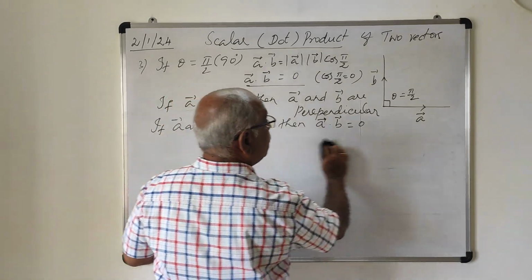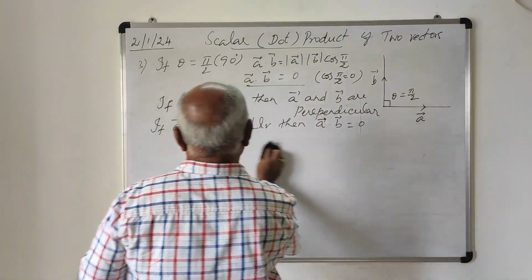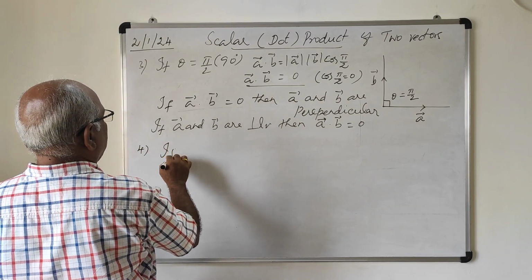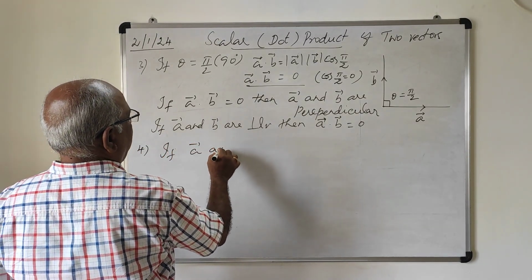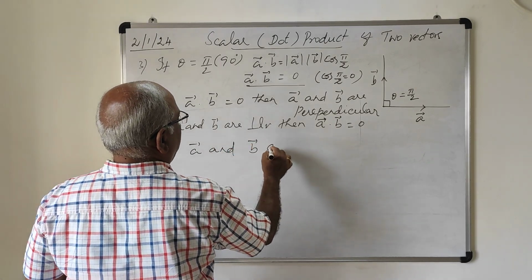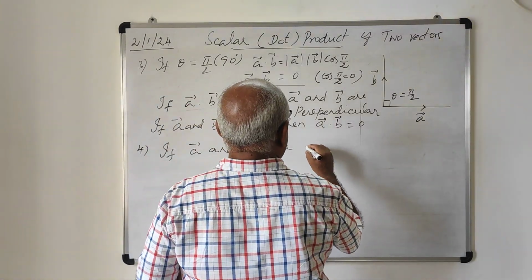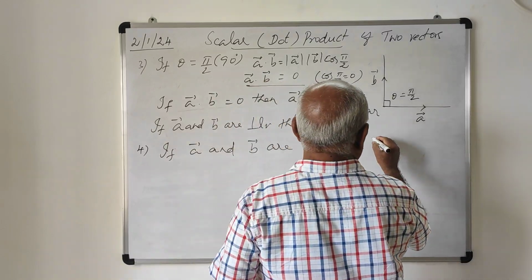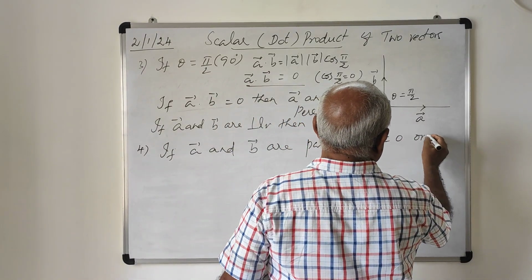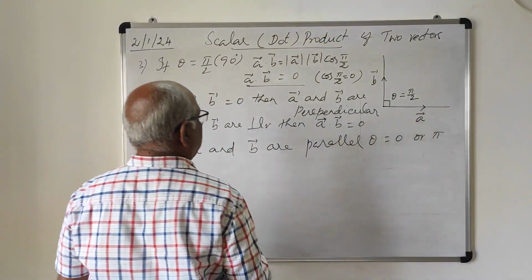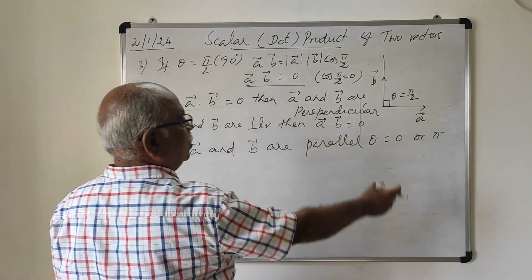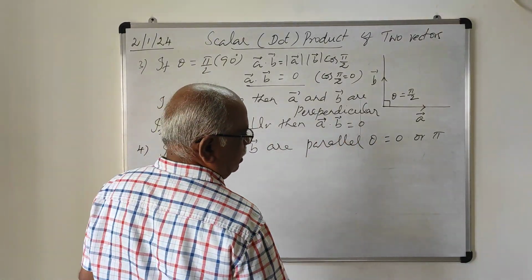Now, if A and B are parallel, what do you get? Next one. If A and B are parallel, in this case theta is 0 degree or pi degree. So if A and B are parallel, then theta is 0 or pi.